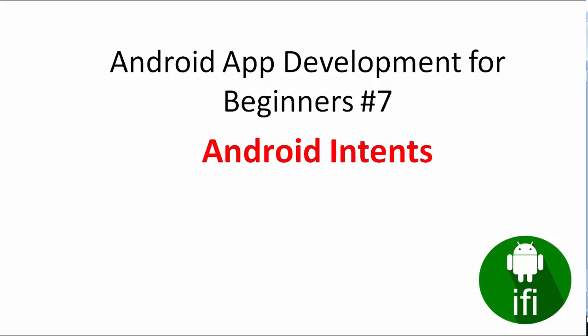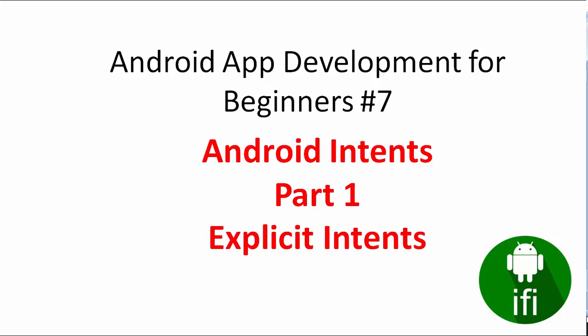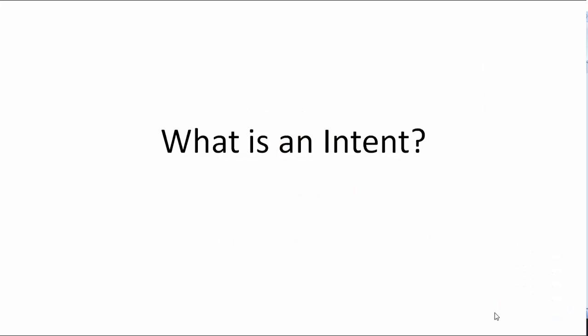In this video, we're going to talk about intents in Android, specifically explicit intents. So what is an intent? As you know, an Android app consists of more than one activity. In order to navigate from one activity to another, there's the special app component called intent. Intents are messengers that are used to facilitate communication between app components.